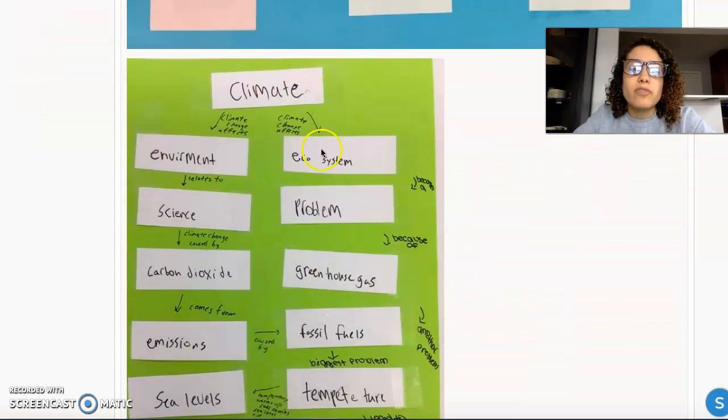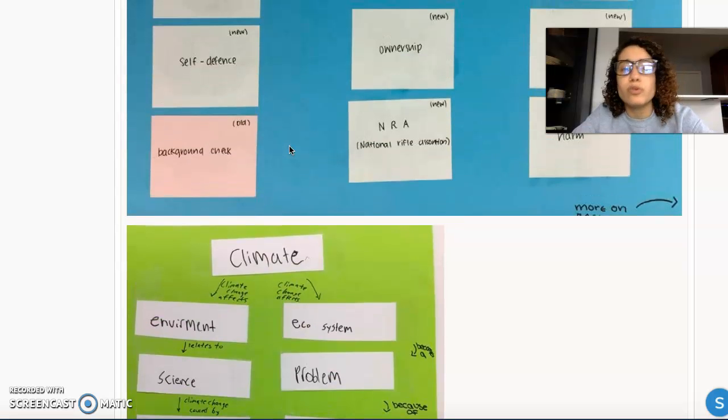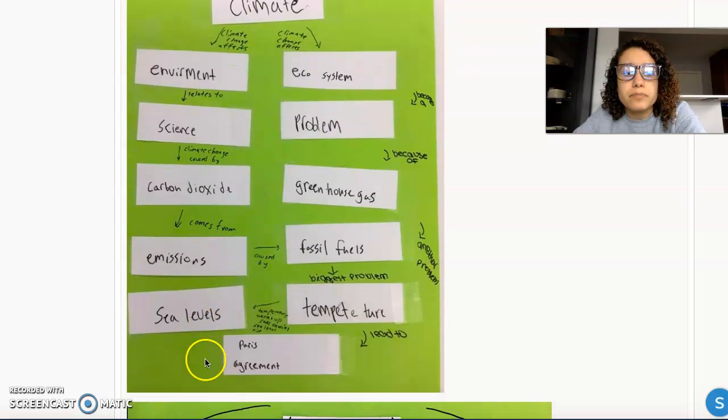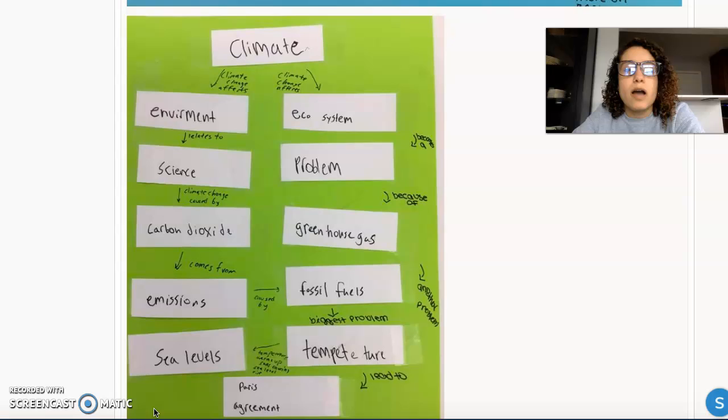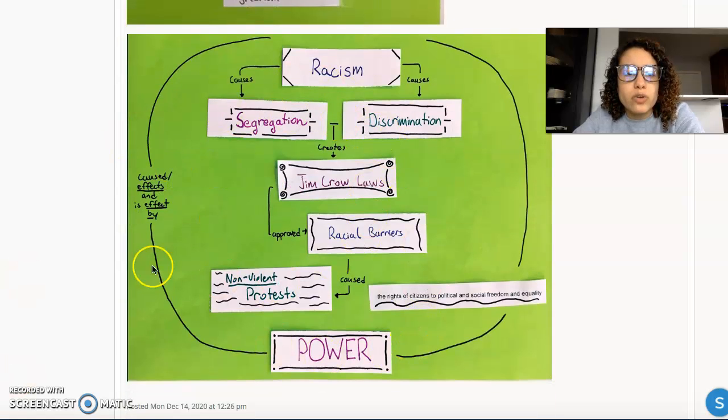There are different ways of showing this work, especially with vocabulary. If you want to just do bullet points and put the term and then the definition, you can do that. Or you can think about what you see, like a chain reaction. There is one on climate, which I know one of our groups is working on. And there's also another example on racism: the difference between segregation, discrimination, thinking about Jim Crow laws, racial barriers, nonviolent protests, and thinking about power.